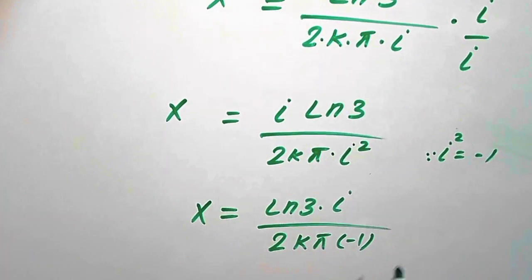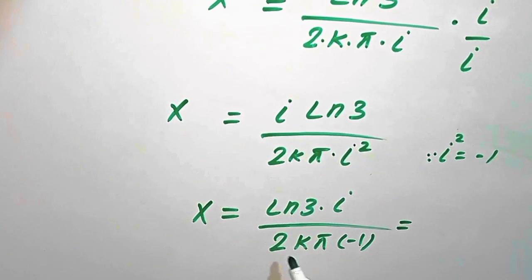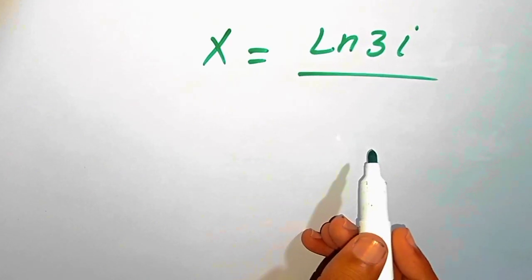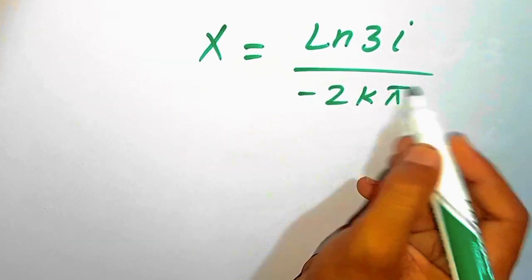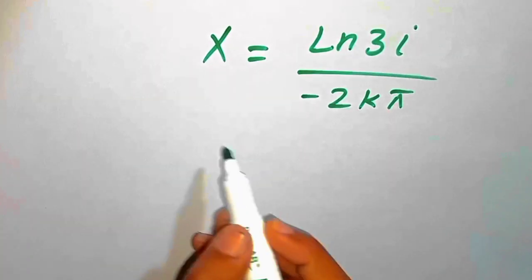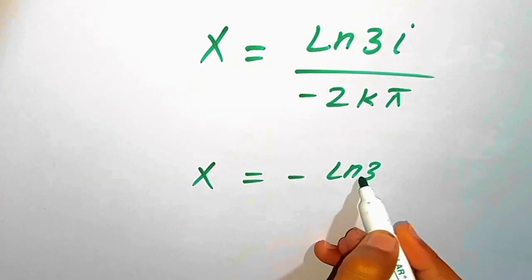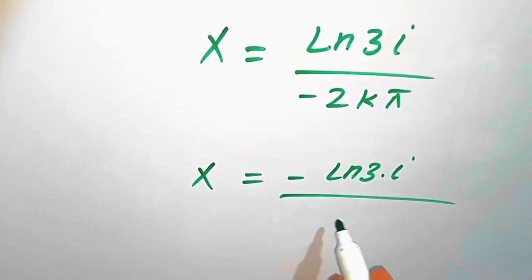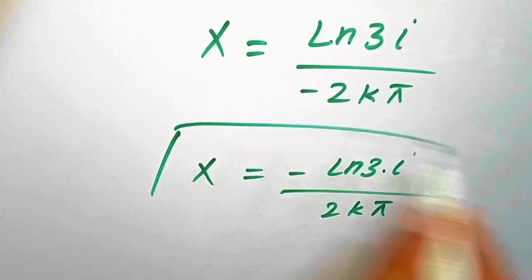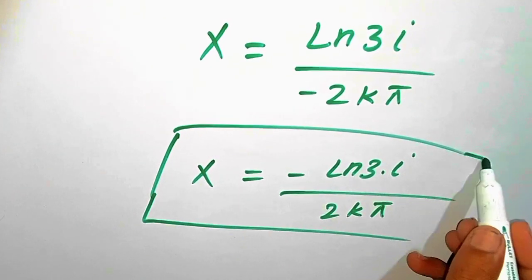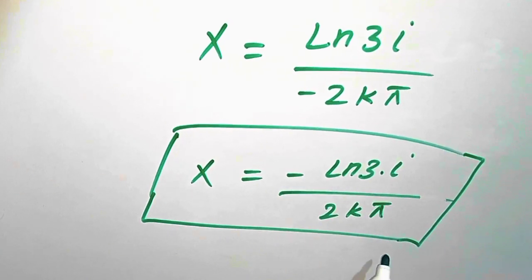So this is equal to ln 3 iota over minus 2k pi. This minus we can also write on the upper side, so x becomes minus ln 3 iota divided by 2k pi. So this is our complex solution, that x is equal to minus ln 3 iota over 2k pi.